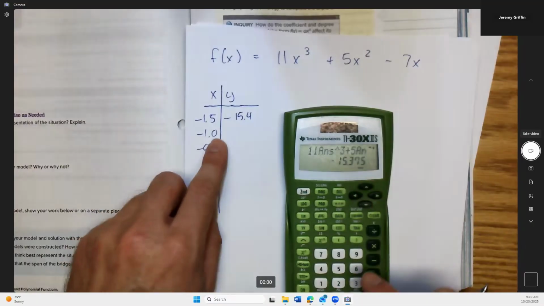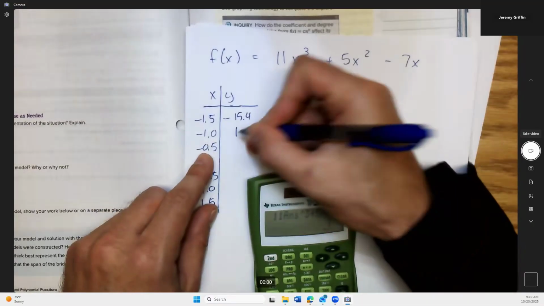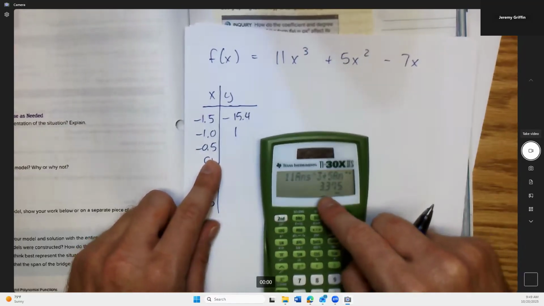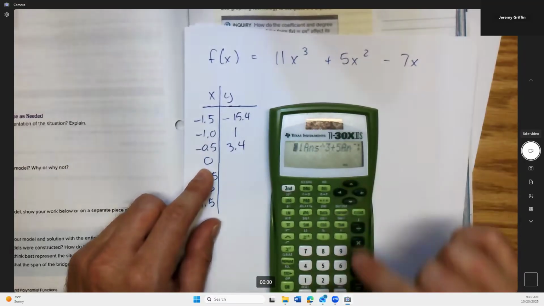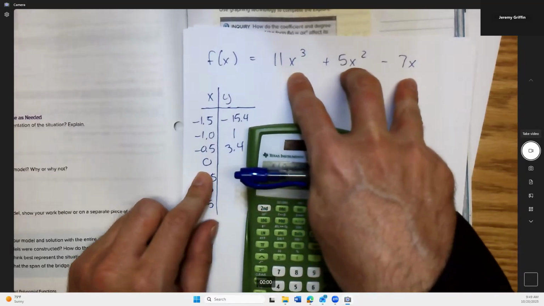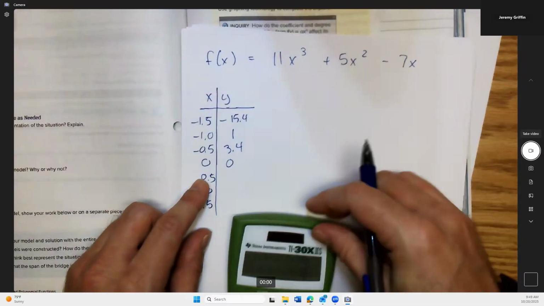Then if I plug in -1, plug that into the expression, I get exactly 1. If I plug in -0.5, I get 3.4-ish. Again, rounding a little bit. If I plug in 0, I do get 0, and that makes sense because all three of these terms have x in them. So 0, 0 has to be a point.